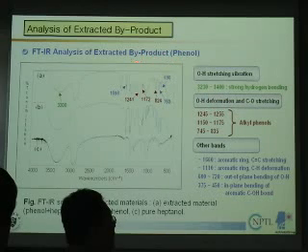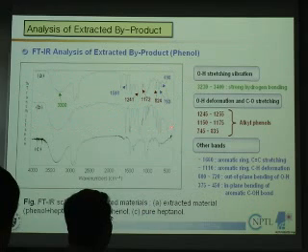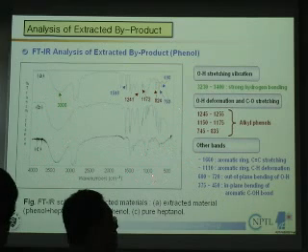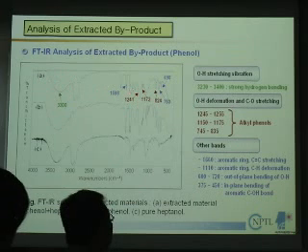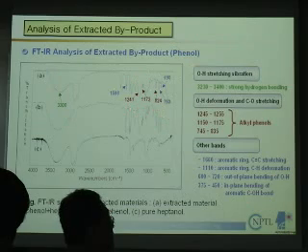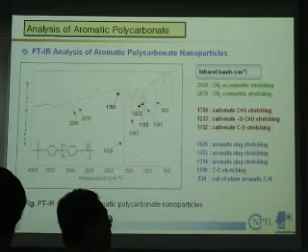So this is the FTIR analysis of the final extracted byproduct, phenol and heptyl alcohol. This one shows the phenol and heptyl alcohol, and this is the pure phenol, and this is the pure heptyl alcohol. So from this analysis, we confirm that our extracted byproduct actually has phenol and heptyl alcohol. And this is the FTIR analysis of our final polycarbonate particles.